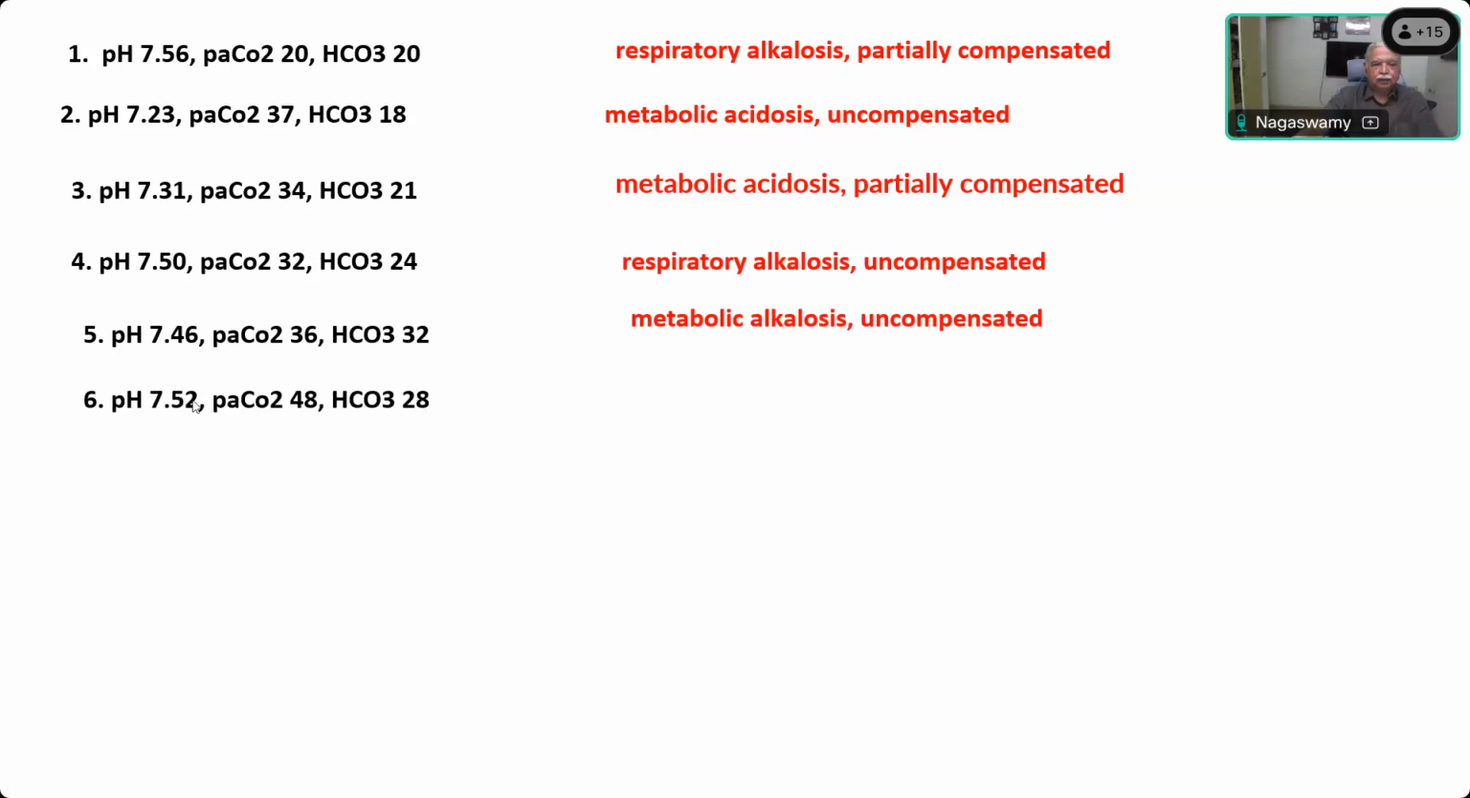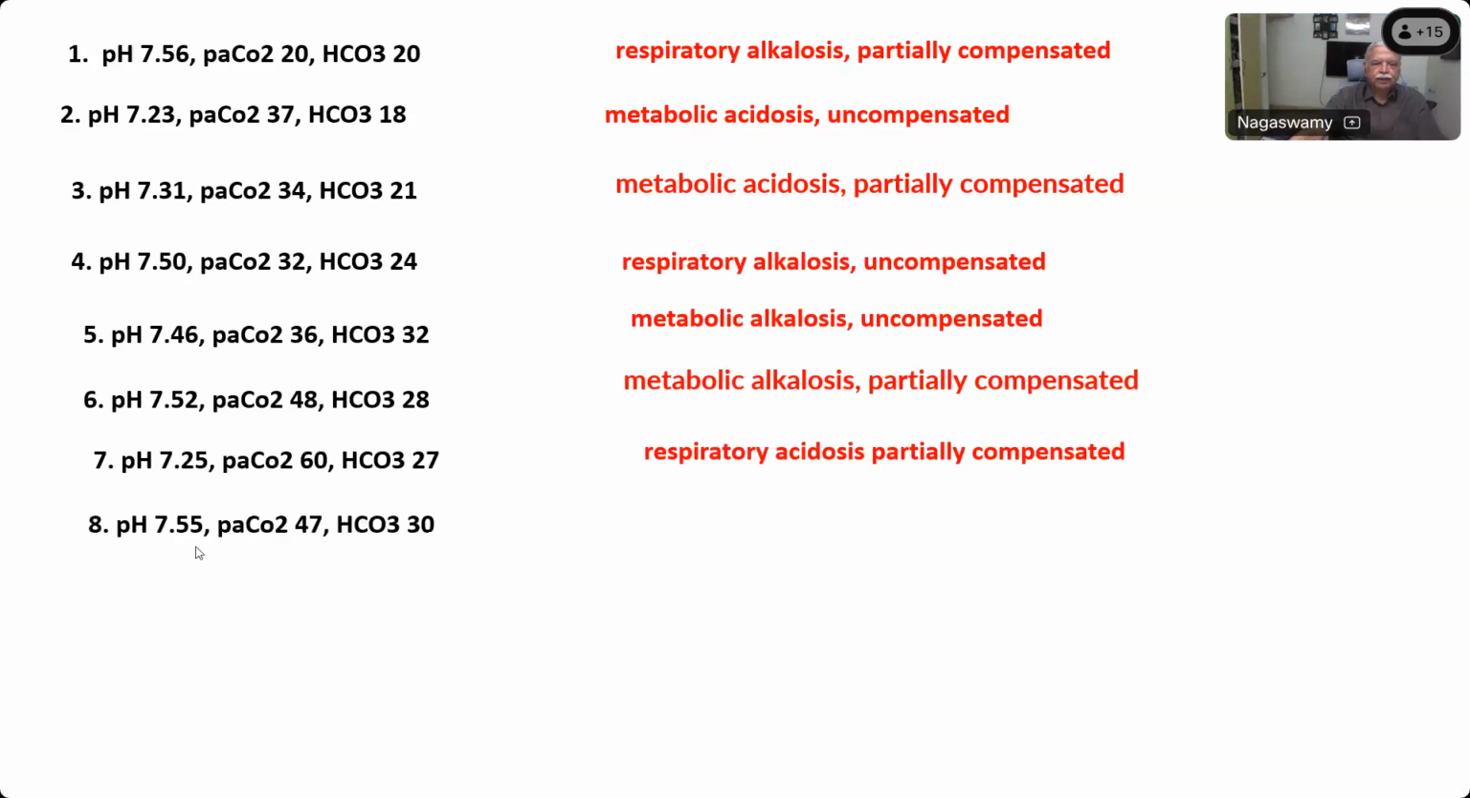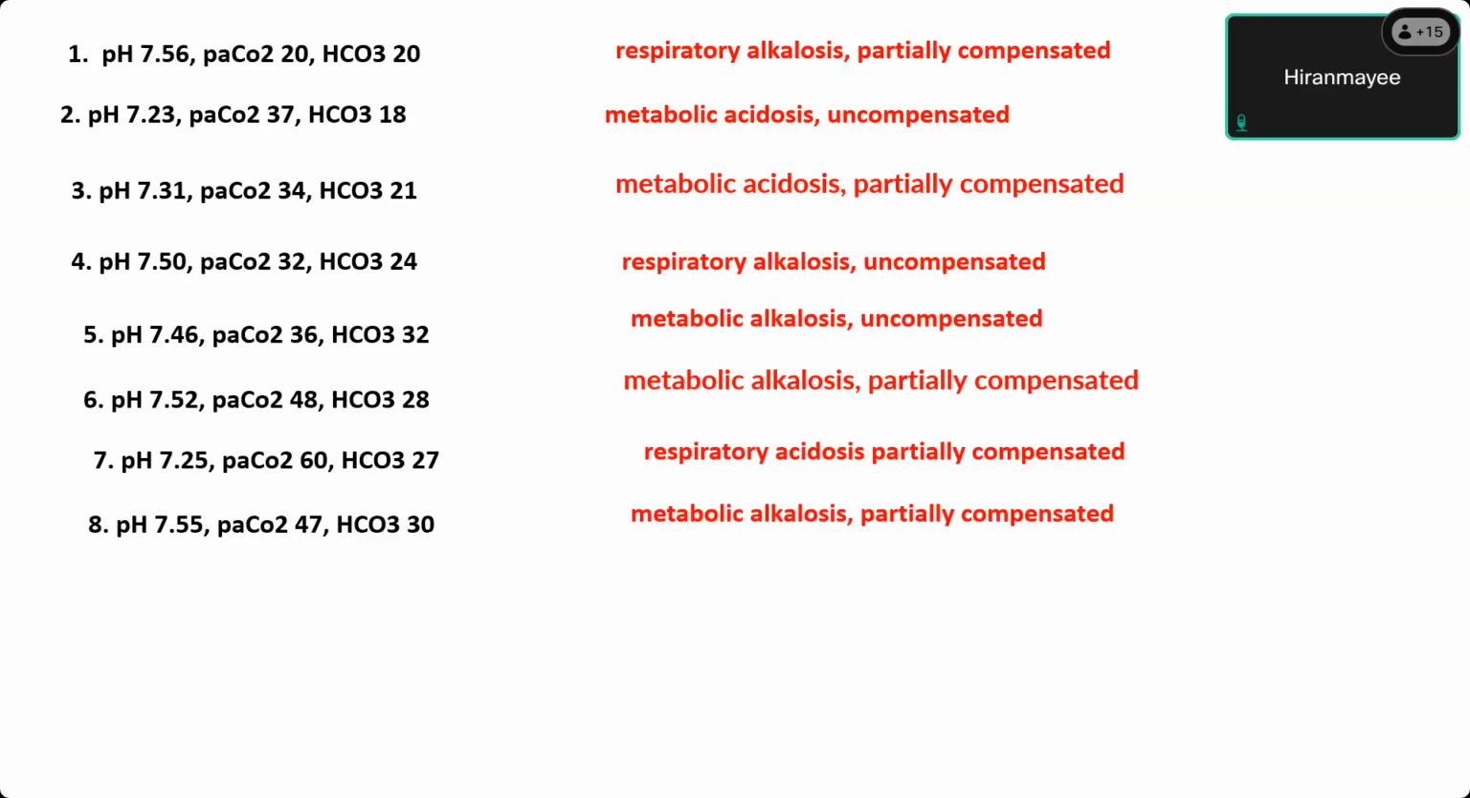See, pH is 7.52, on the alkalotic side. Bicarb is also high, and PCO2 is also being retained. So it is a metabolic alkalosis partially compensated. Next, 7.25, PaCO2 60, bicarb 27. Respiratory acidosis with metabolic compensation, partially compensated. pH 7.55, PaCO2 47, bicarb 30. Metabolic alkalosis, partially compensated by respiratory compensation. Very good.